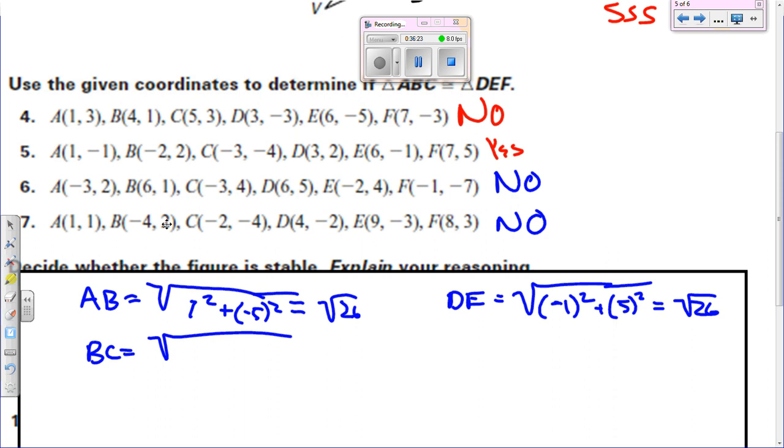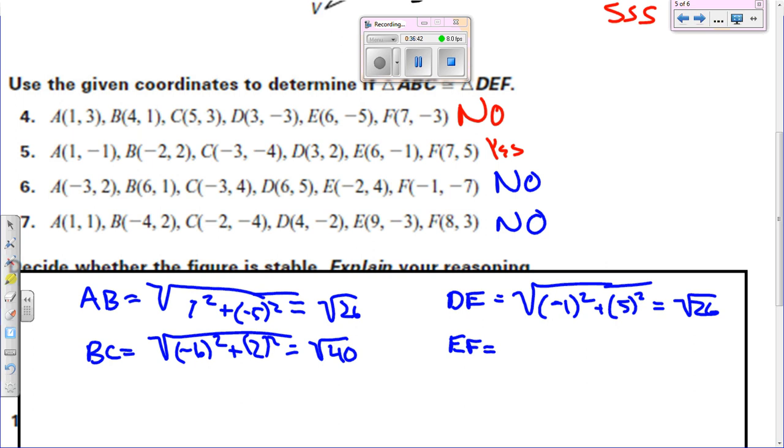BC, you do negative 4 minus 2 gives you negative 6 squared, plus negative 2 minus a negative 4, which gives you 2 squared. So it's 36 plus 4, which is square root of 40.